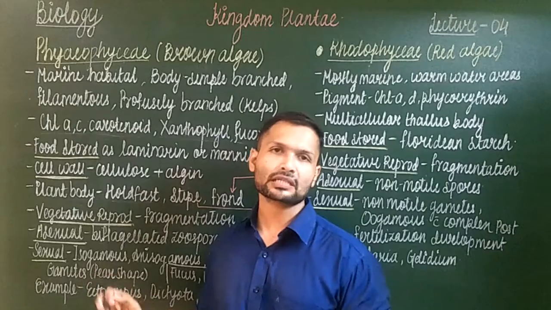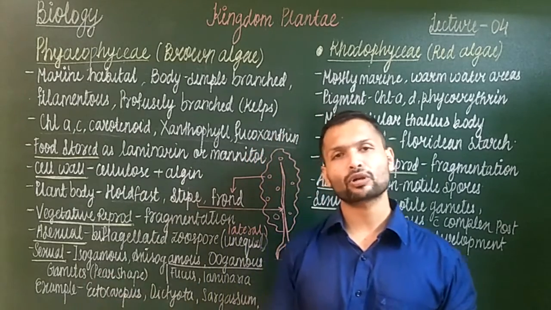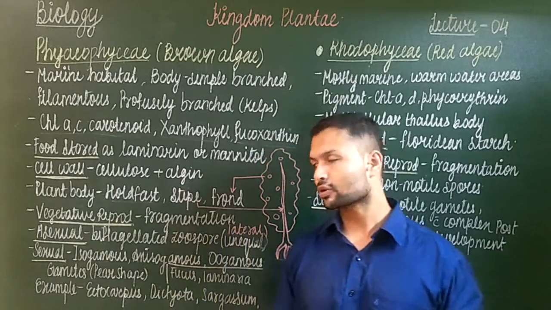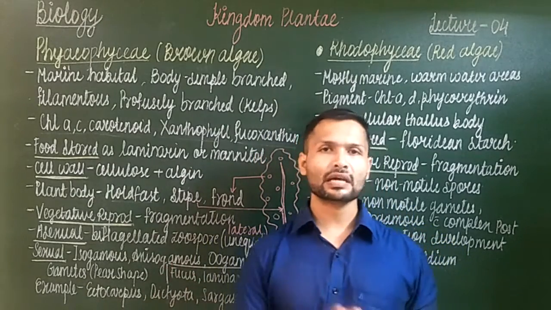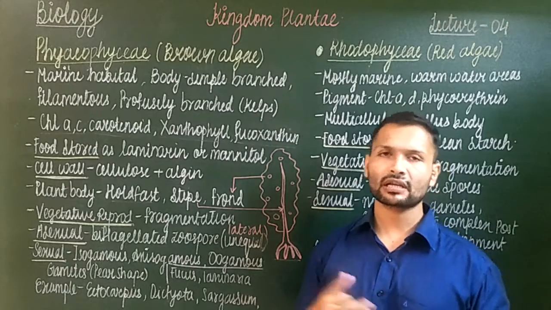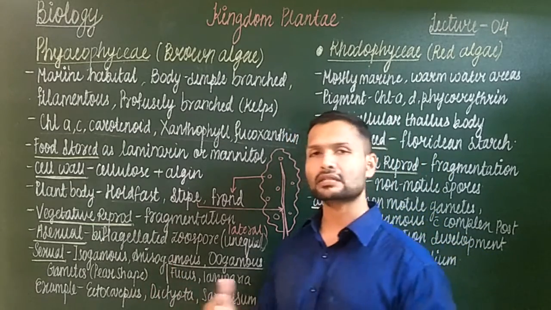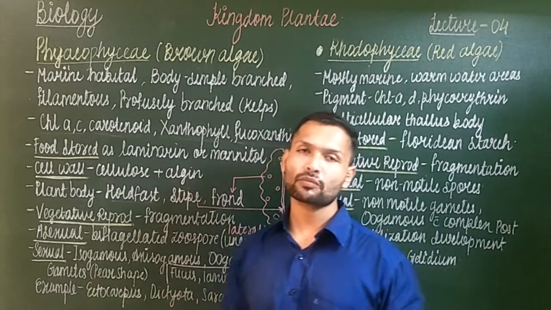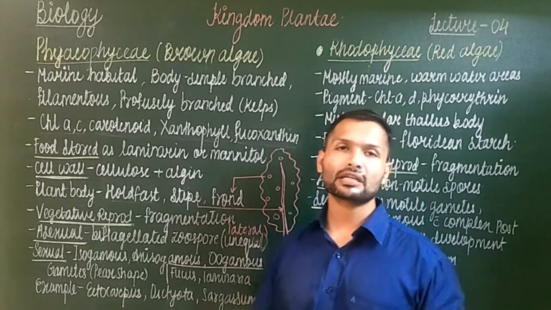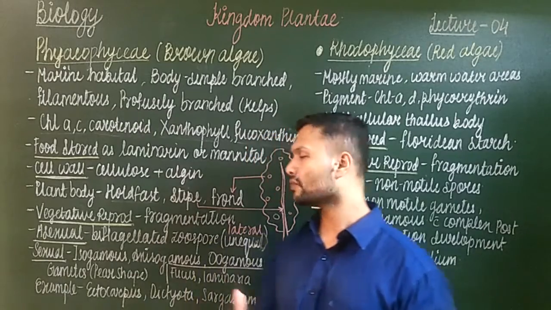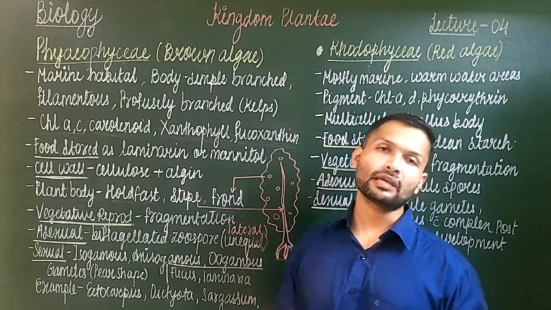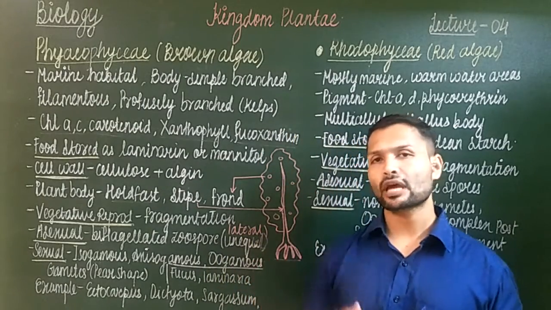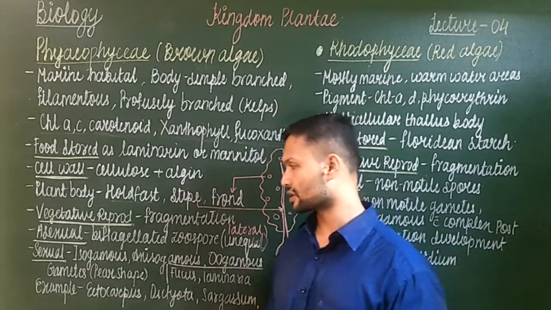Isogamous means both gametes are of same size and both are motile, or both the gametes are of same size and both are non-motile. Anisogamous, one is larger, other is smaller, one is motile, other is non-motile. And oogamous, strictly the female gamete is large, non-motile, male gamete is small but motile, and the fertilization will occur in the female sex organ, that is the oogonium. So that is the feature of oogamous types of sexual reproduction.